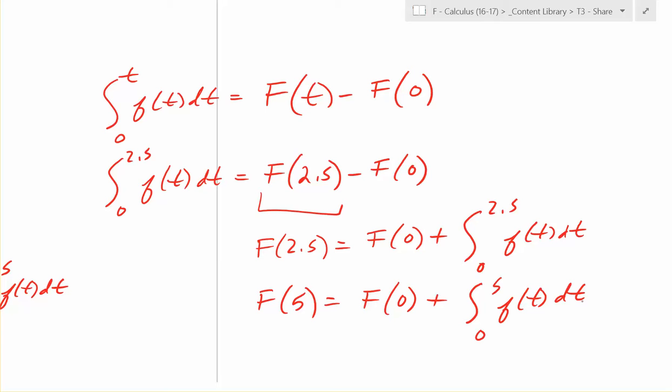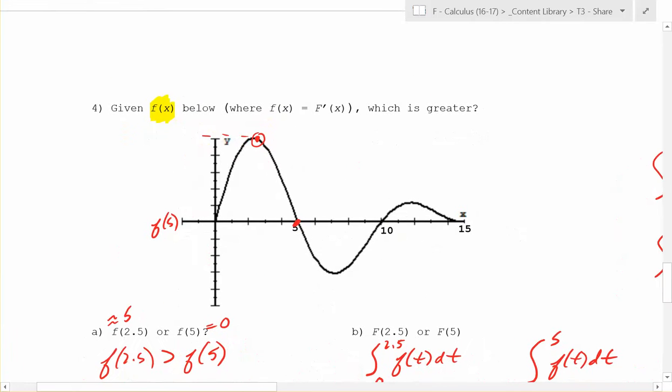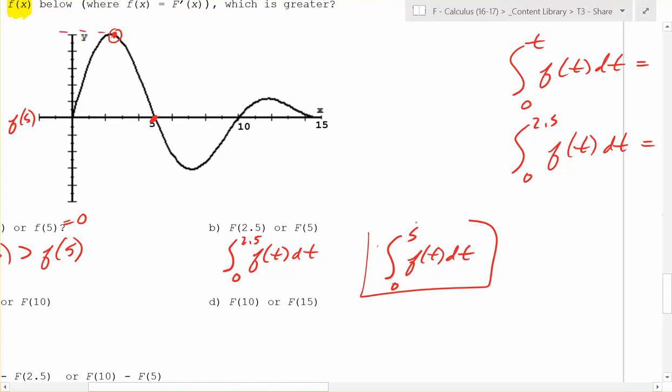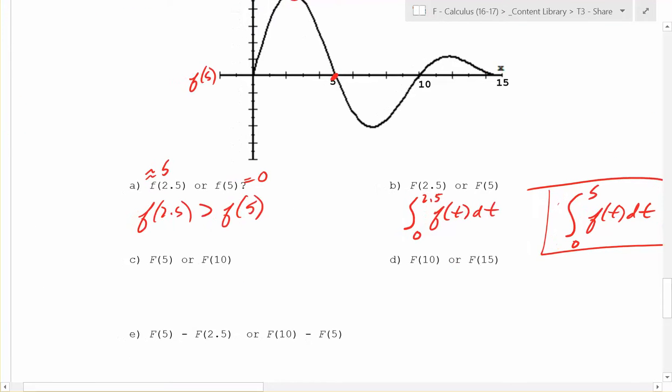So it comes down to comparing these two things. This is the area under the curve from 0 to 5, and this is the area under the curve from 0 to 2.5. We don't know what the actual number is, but we can compare them. What's bigger, the area from here to here or all the way to 5? All the way to 5 is bigger, roughly twice as big, right? Do we have any idea what F of 0 is? No, we don't, but we can compare them.